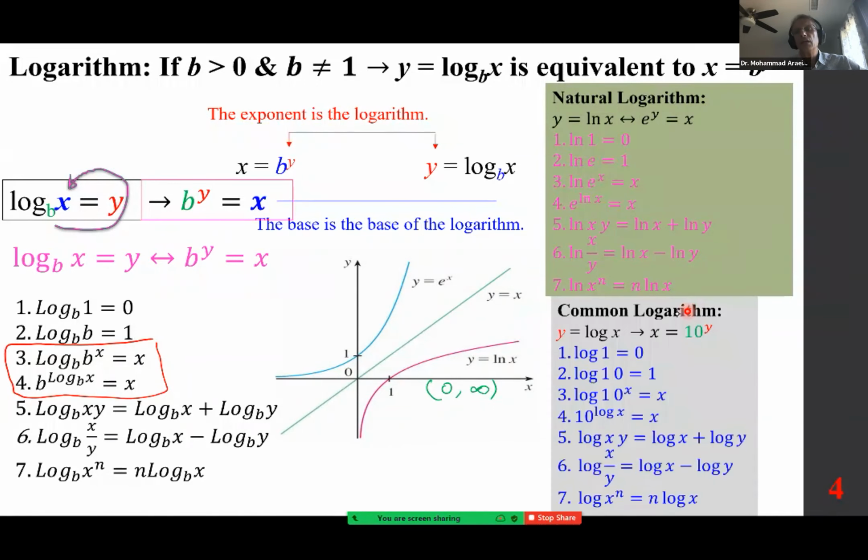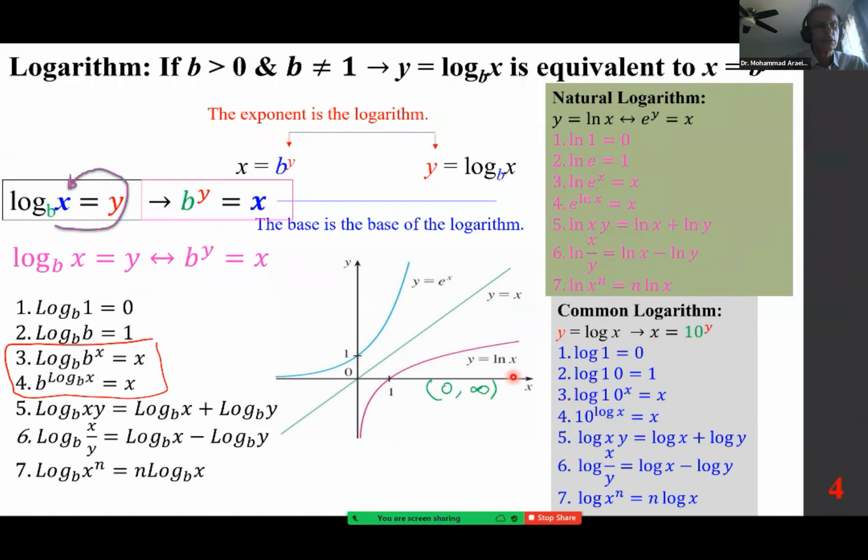And we have the common log, in which case the base is 10. And again, you have to be able to make this transition. The base is 10, so log 1 is 0. We don't write the base. When we write log with no base, the base is 10. Log 10 is 1 because the base is 10 when we don't write it.